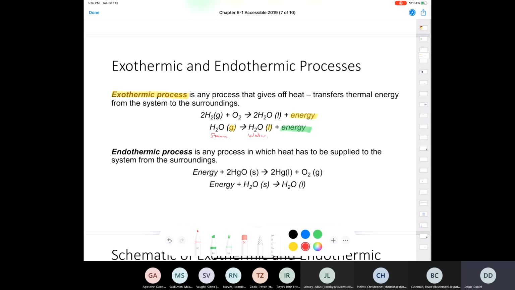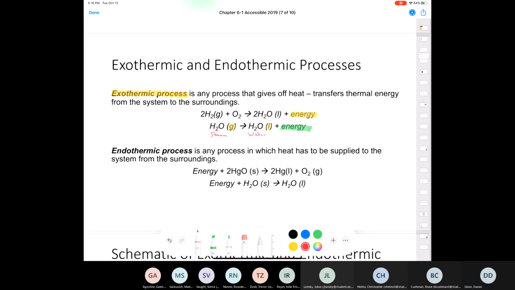And so the first example here, the combustion of hydrogen, that's a chemical change, right? That's an actual chemical change where we break bonds and we form bonds. This example here is a physical change, where the water is just changing phase, going from a gas to a liquid.